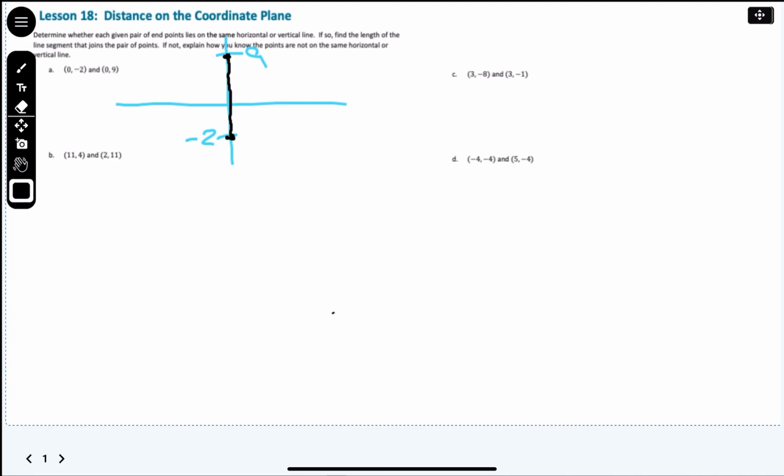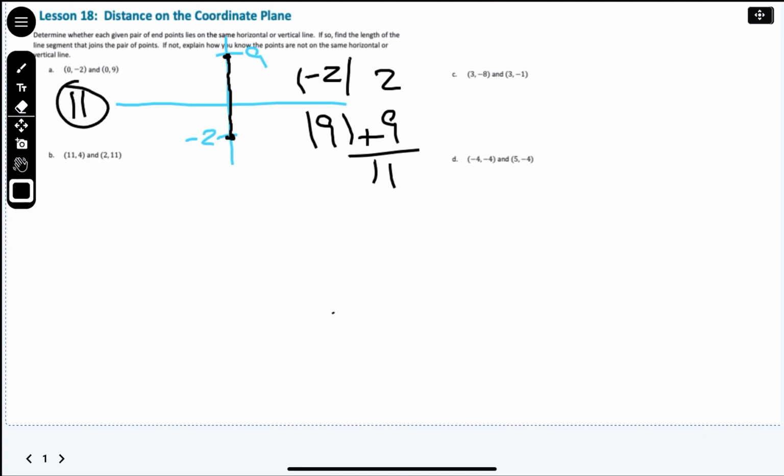Ready? You take the absolute values and add them together. That's it. What's the absolute value of 2? What's the absolute value of 9? 9. What's 2 plus 9? 11 is the distance. You know what absolute value is, Hannah? Okay, good.